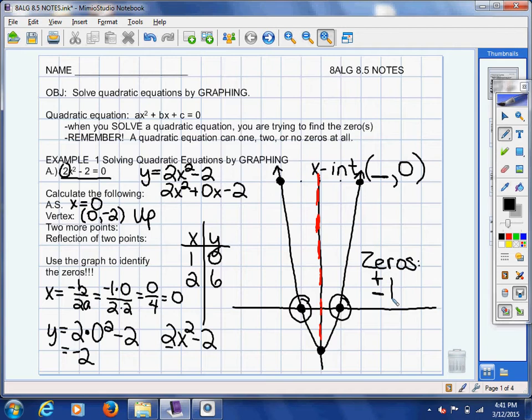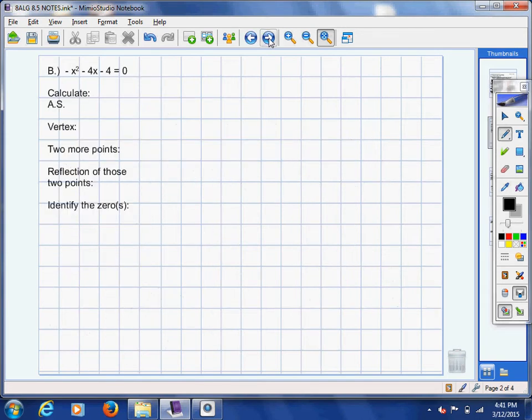Now, we're not going to sit there and do this forever. We really are not. We're going to let the calculator do a lot of this work for us. So I just want to make sure that you know how to do it by hand. We're going to do a couple in class, and I'm going to do one more with you. So flip the page. This time we have negative x squared minus 4x minus 4. We know it's going to go down because a is -1. And if a is ever negative, that means the parabola will open down.